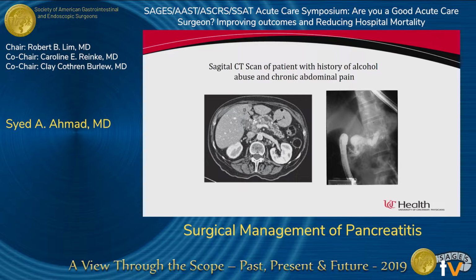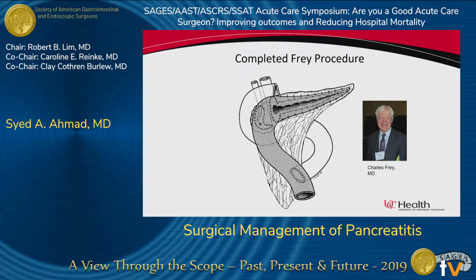A subset of patients not only have head predominant disease, but also may have upstream dilation and strictures of the gland, as seen by the CT and the ERCP here. And for this, the most common procedure performed is a Frey procedure, where you core out the head like in a Bern procedure, but also perform a lateral pancreaticojejunostomy and then do a single reconstruction loop to the entire pancreas. This was described by Charles Frey.